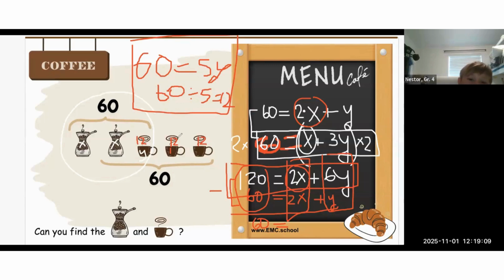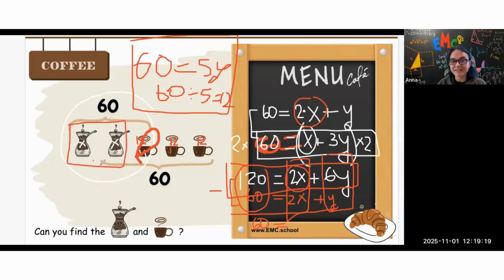You can, so you have the 12 right here, and using that 12, we have 2 of these, with the remainder being 48. You can divide that by 2 to get the amount of coffee cups. Right, right. So what you did, if we go back to the picture, right?